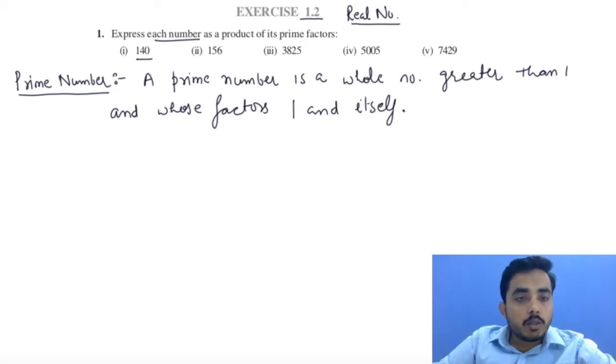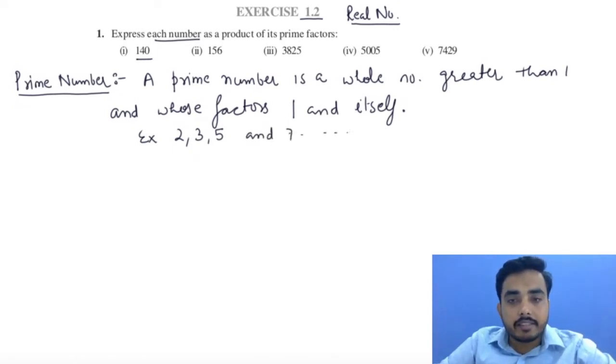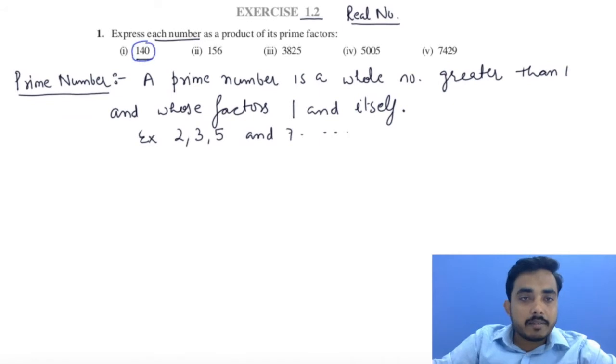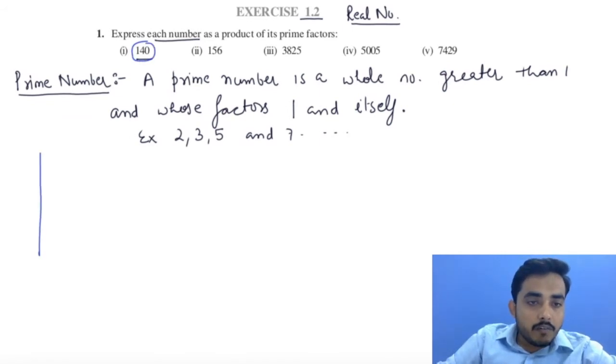Okay, so now I think prime numbers are clear. Prime numbers, for example, 2, 3, 5 and 7, so on, 11, 13, 17, 19, like this. So all these numbers are divisible by 1 and the number itself. Okay, so these are called prime numbers. Now let's move to part number 1. We need to express 140 as product of prime factors.